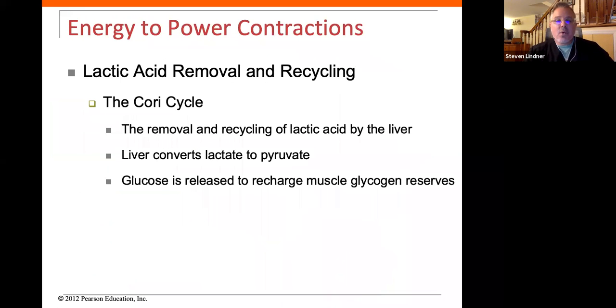So the Cori cycle is this ability to convert lactic acid to pyruvic acid or pyruvic acid to lactic acid. It's this two-way shuttle, and it takes place in the liver. The liver is a big conversion center for the Cori cycle. Glucose is released to recharge muscle glycogen reserves. Remember, glycogen is the storage form of glucose. Glucose is stored in the liver and it's stored in muscle.